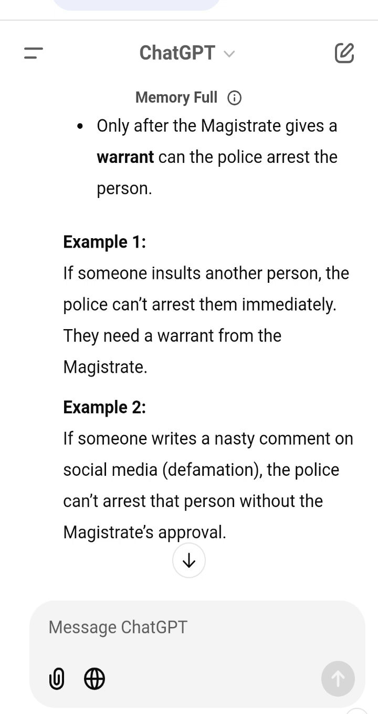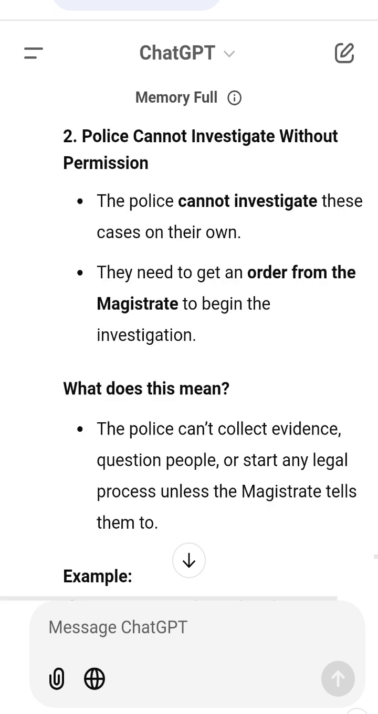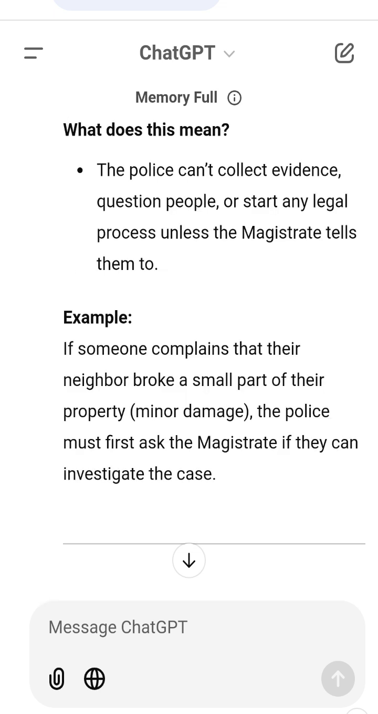Examples of non-cognizable offences: defamation, hurting someone's reputation; public nuisance, playing loud music at night; minor assault, pushing someone during an argument; forgery, changing details in a document.